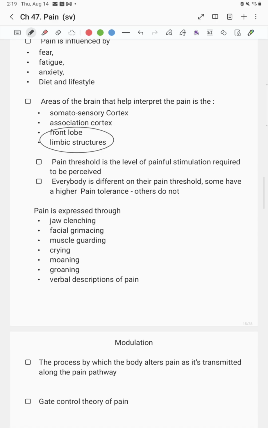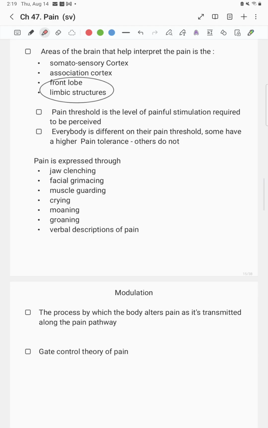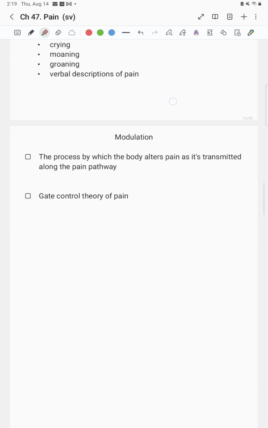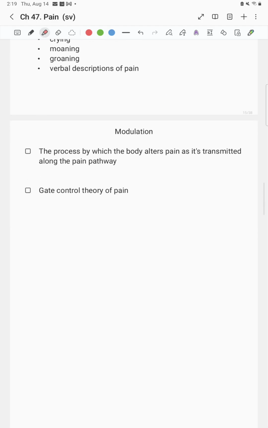Pain threshold is the level of painful stimulation required to be perceived. Everybody is different on their pain threshold. Some have a high pain tolerance, others do not. Pain is expressed through jaw clenching, facial grimacing, muscle guarding, crying, moaning, groaning, and verbal descriptions of pain. All right, modulation is the process by which the body alters pain as it is transmitted along the pain pathway.